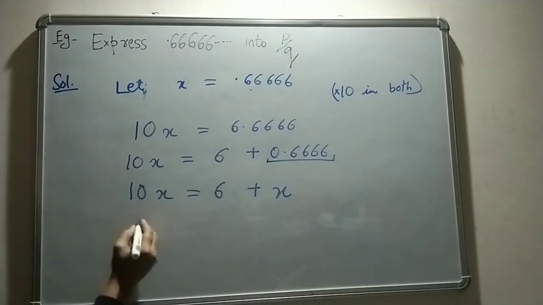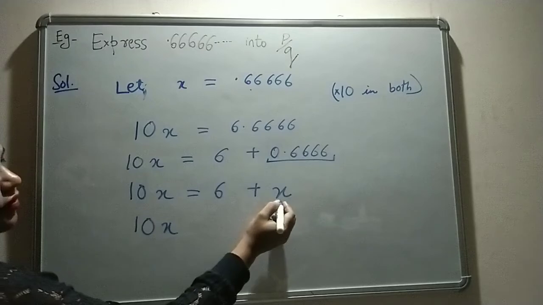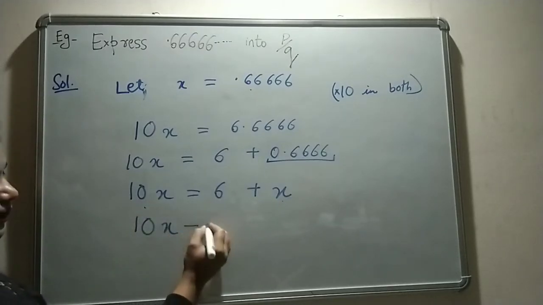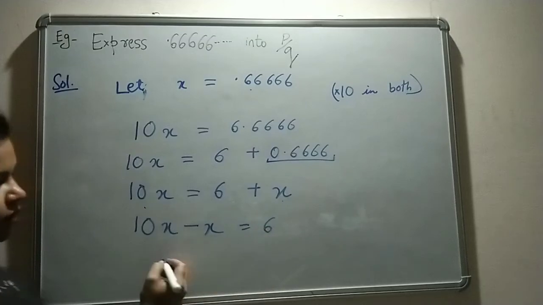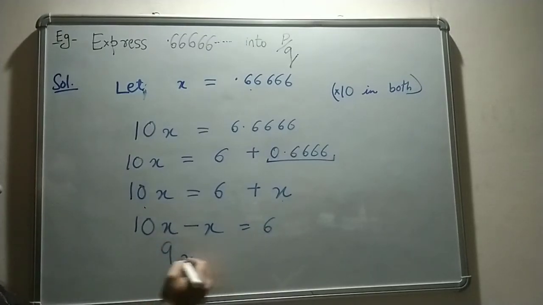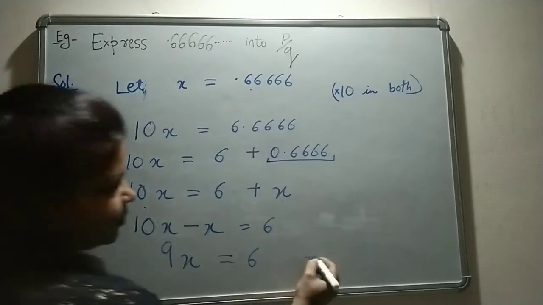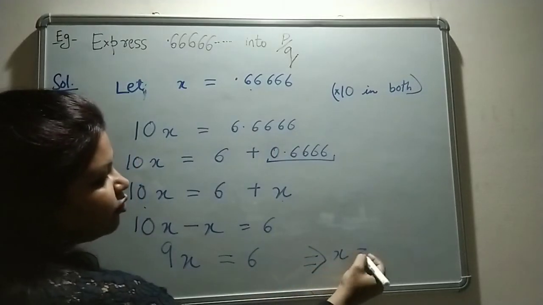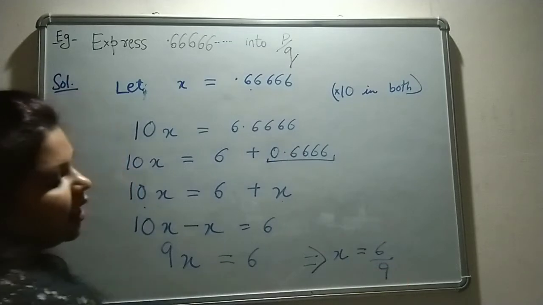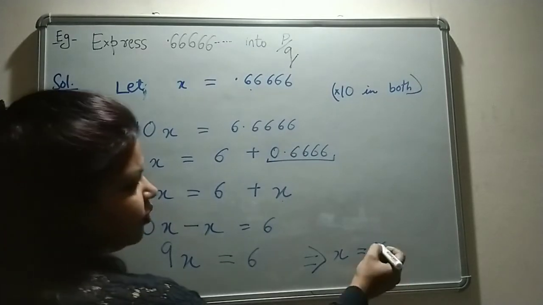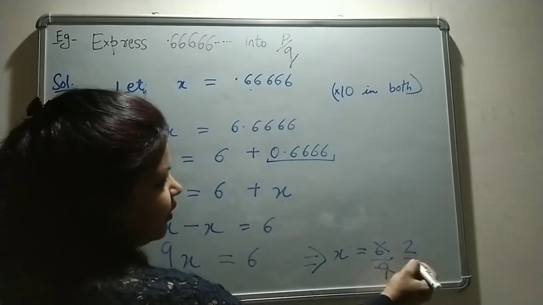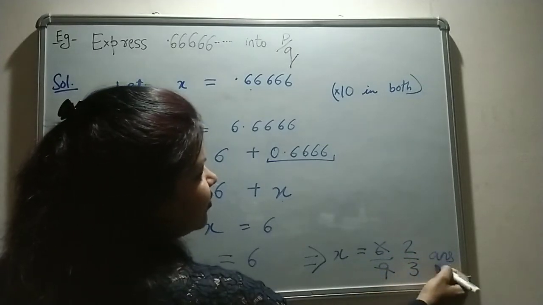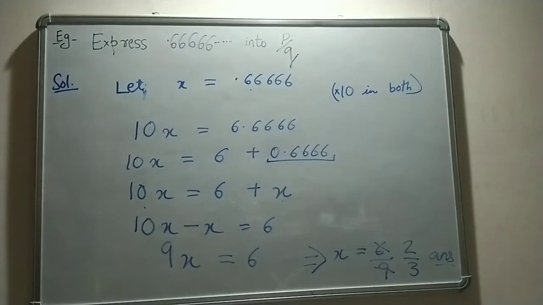Got it this much? Now in 10x equals 6 plus x, we move x to the left hand side. So we get 9x is equal to 6. Therefore x is equal to what? 6 upon 9. And we reduce it to lowest terms, so we get 2 by 3. This is our answer. And this is how we are able to convert a decimal into a fraction. Got it till now? Let's take another example.